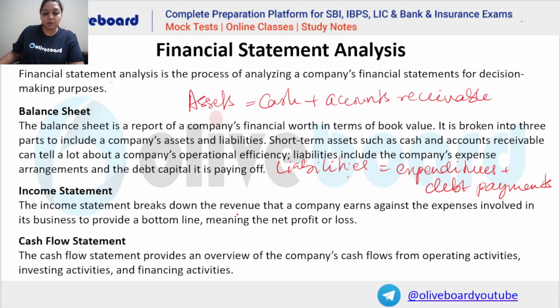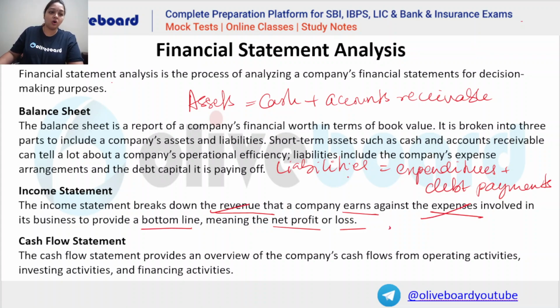Income statement breaks down the revenue that a company earns against the expenses involved in its business to provide a bottom line, meaning the net profit or loss. See, income statement is very, very simple. Balance sheet has assets and liabilities, right? Income statement has revenue and expenditure, right?